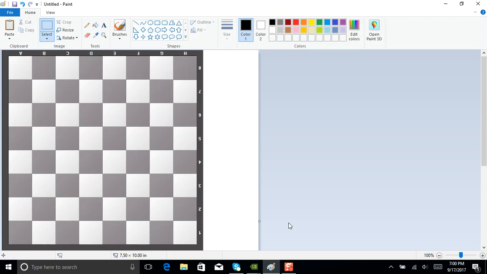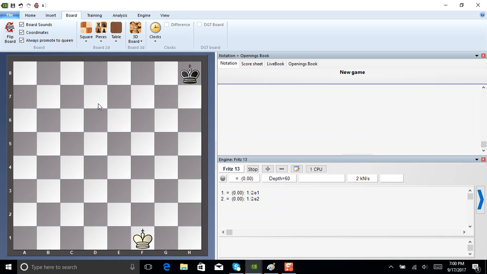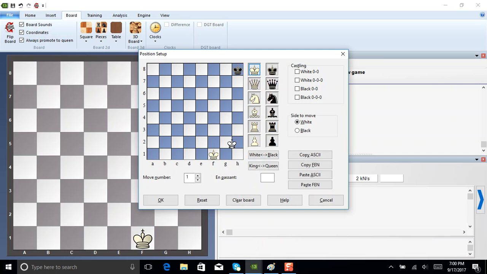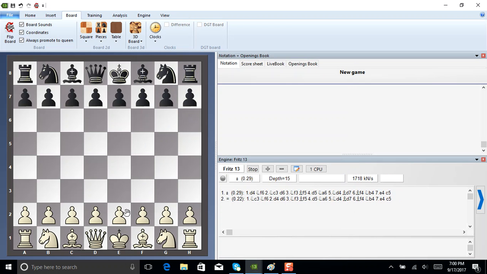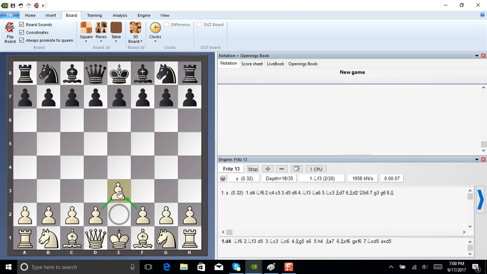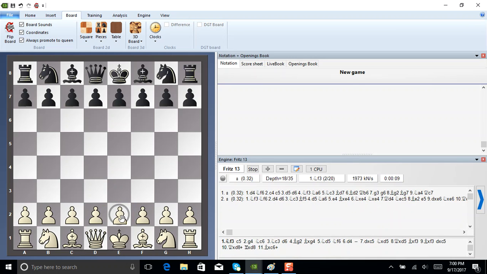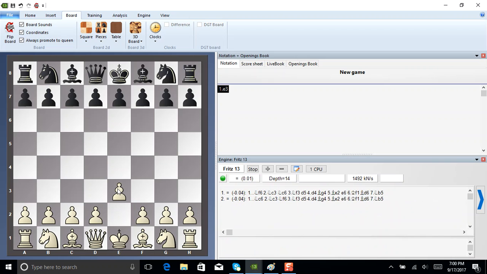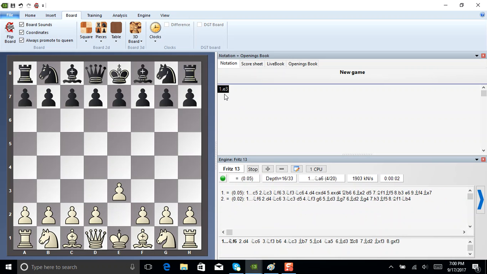Okay? When we move a piece in a chess game, if we move a pawn, the only thing we need to note is the square that the pawn finishes on. So I've moved this pawn from E2 to E3. And so the move is written simply E3.